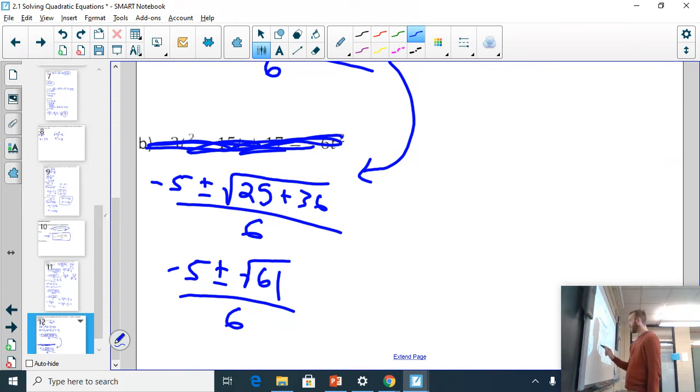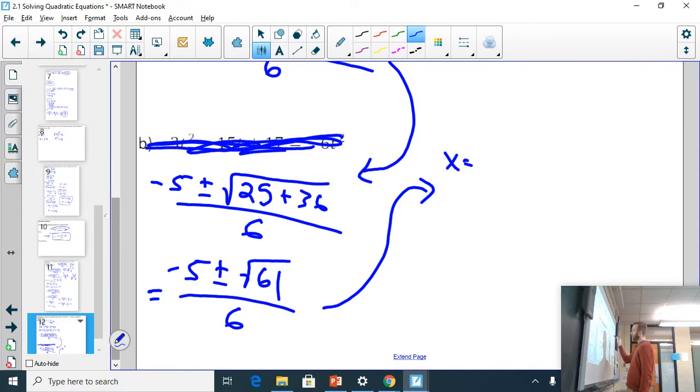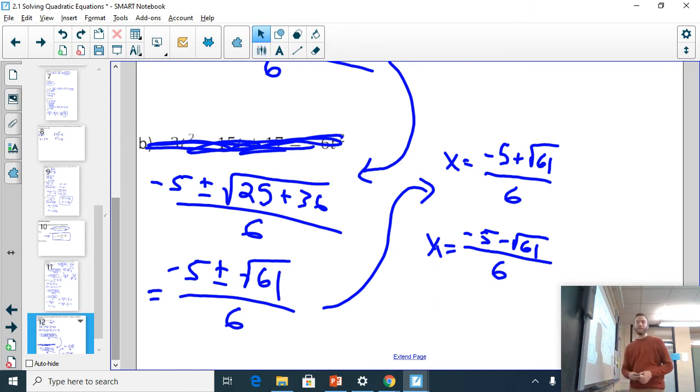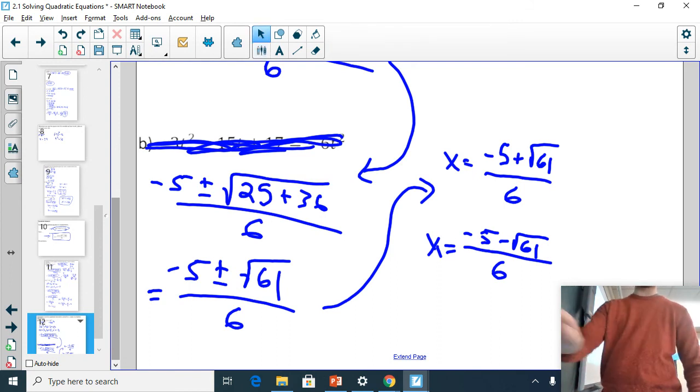And I think this is how you can put it into Delta Math. I think they let you do a plus or minus. If they don't, you would just write x equals negative 5 plus the square root of 61 all over 6. And your other answer is x equals negative 5 minus the square root of 61 all over 6. And that is going to wrap it up for solving quadratics.